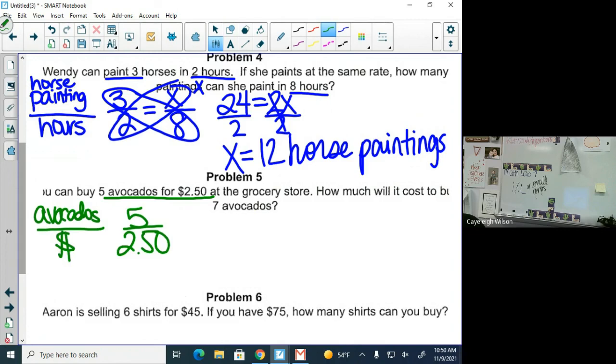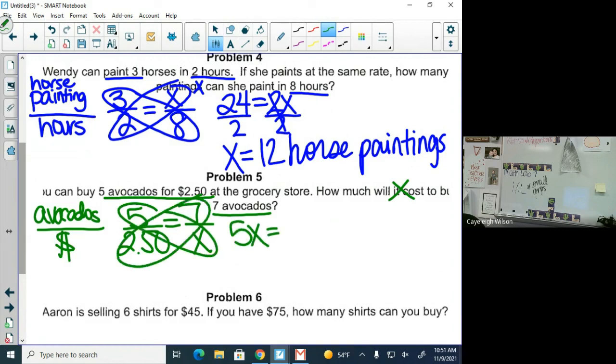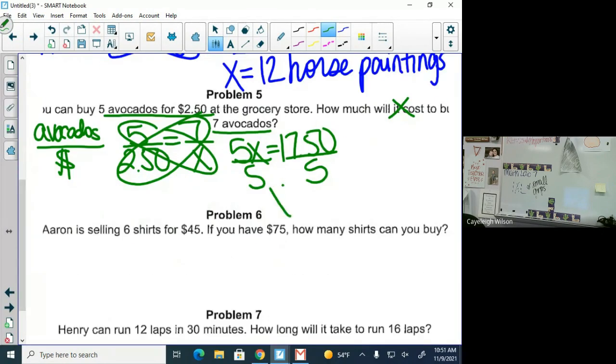So it says at the grocery store, how much will it cost to buy 7 avocados? 7 what? Avocados. And where did I put my avocados at? On the top. So 7 is going on the top. So 5 times X is 5X. 7 times 2.50, what is that? 17.5. Okay, and then I'll divide by 5, 3.5, and I get $3.50, because I was looking for money.